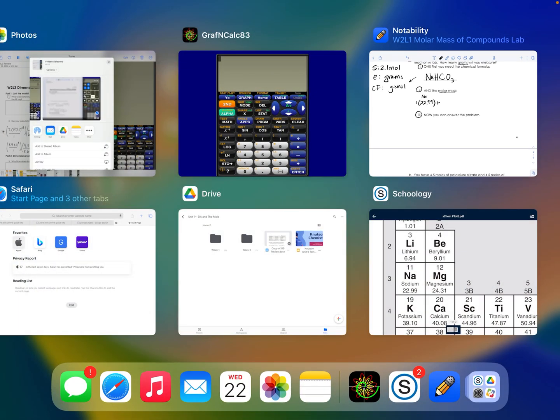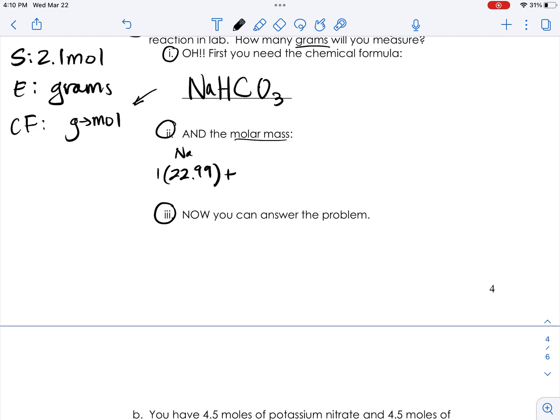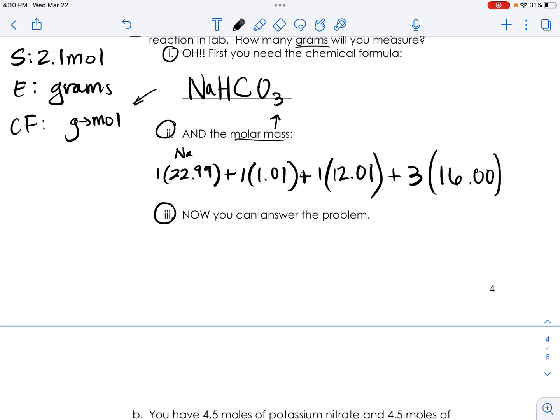And there's 1 hydrogen, and the molar mass of hydrogen is 1.01. There's one carbon, and the molar mass of carbon is 12.01. You can check that on the periodic table. And then careful, there's 3 oxygens here. 3 oxygens, and the molar mass of oxygen is 16.00. Okay, so add all that up to get the molar mass.